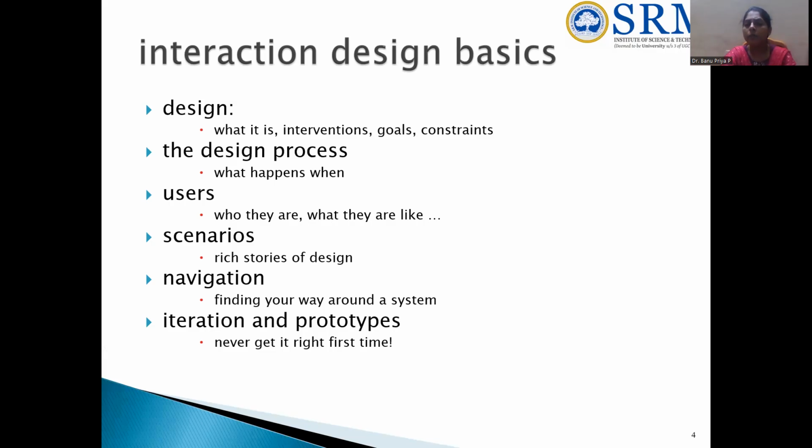What happens when the goal is to be displayed? Who are the users for that? The humans are the users. Scenarios, obviously, are the scenarios behind the design, and the way towards the design is your navigation. The prototypes are finally found via the iterative process alone.